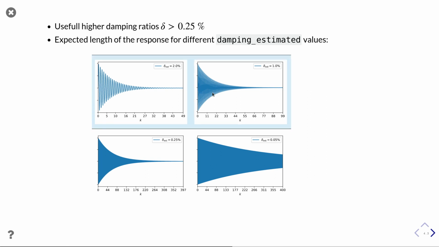So, the expected length of the response for different values of the damping estimated can be seen on these plots. For example, the maximum signal length for the expected damping of 2% is 49 oscillations, and it goes up to a maximum of 400 oscillations for the default value of damping estimate. More details on this topic are provided in the article. Setting this number is useful when damping is higher than 0.2% to limit the length of the signal taken into the analysis.